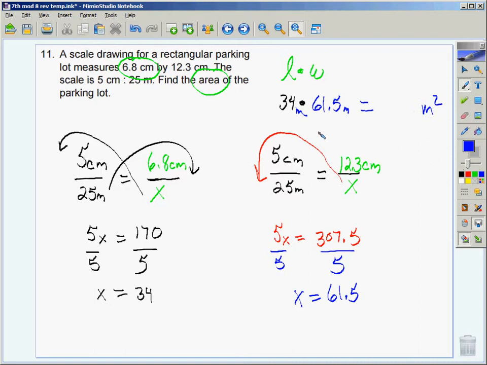squared. And I simply multiply 61.5 times 34. I get 2,091 meters squared for my end answer. In a scale drawing of a rectangle, how many proportions are you going to end up having to set up? Two. Sometimes they just ask for the length and the width. Sometimes they ask for area, and you've got to remember when you find those two measurements to multiply the two together.